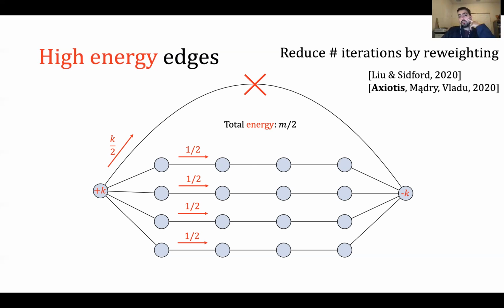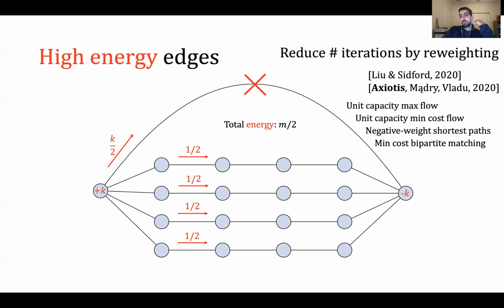And Lee, Sidford and myself, Mądry and Vladu, from 2020, have the state-of-the-art results using this framework for a bunch of problems, where we showed a runtime of m to the 4/3.